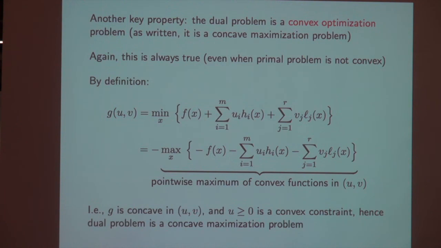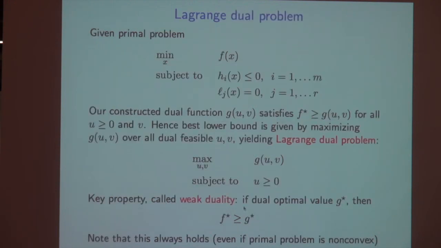Here's another kind of fascinating property that I think people are often surprised by when they see. I claim the dual problem is always a convex optimization problem. As I've written it, it's a concave maximization problem. If we maximize a concave function, we know that's equivalent to minimizing a convex function, so we still call it convex optimization. We talked about that at the start.